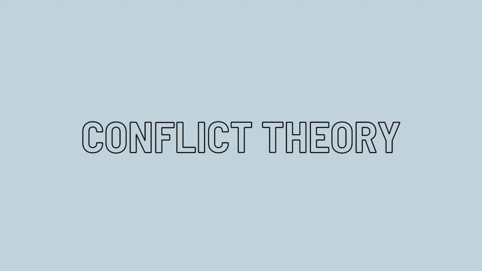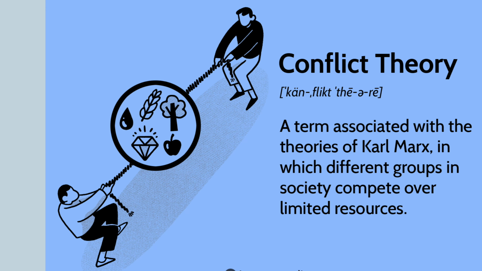Another theory on crime and deviance is conflict theory. This perspective, associated with Karl Marx, focuses on the idea that crime is a result of social conflict and economic inequality. It argues that the legal system and criminal justice system serve the interests of the powerful and contribute to the perpetuation of social inequalities.